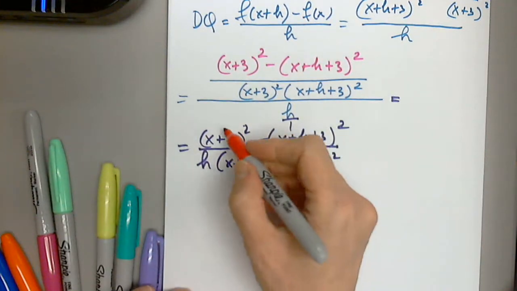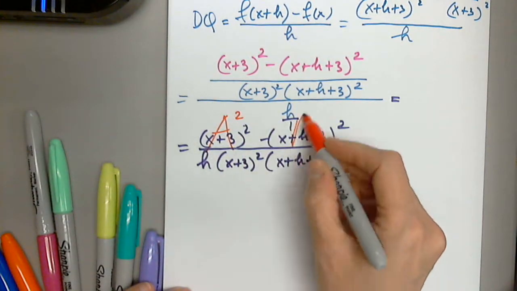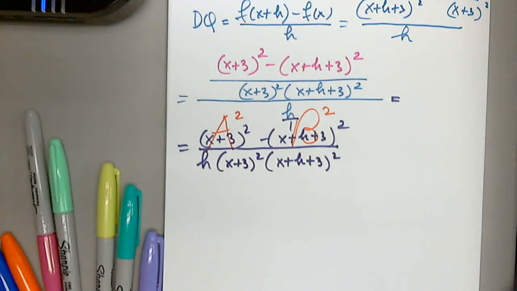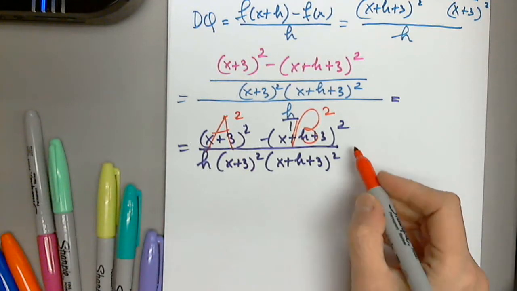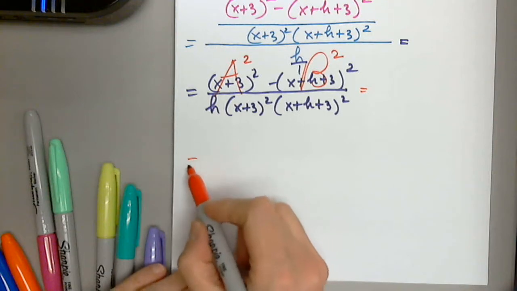I notice that this is a perfect square, and I notice that this is a perfect square. And I would rather use the difference of squares. How do I factor a squared minus b squared? A minus b times, yes, or the other way around: a minus b times a plus b, or a plus b times a minus b. Excellent. This is the best or the easiest step.